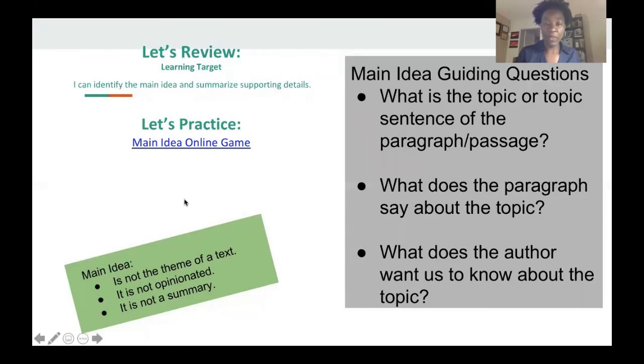Now, boys and girls, we also talked about what main idea is not. We said it is not the theme of a text, it is not opinionated, neither is it the summary. While the main idea will help us to understand what the summary is and help us to write our summary, it is not the summary. Now let's look at your at-home practice to see what you will be doing.